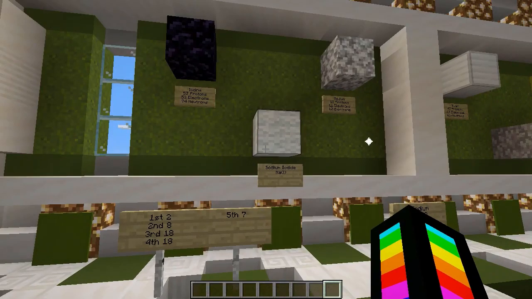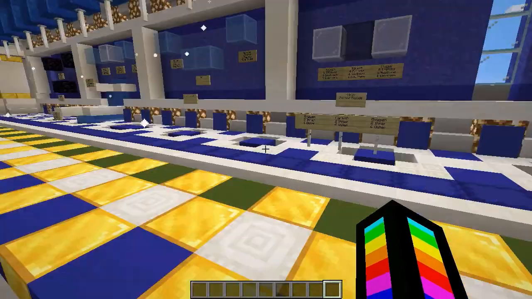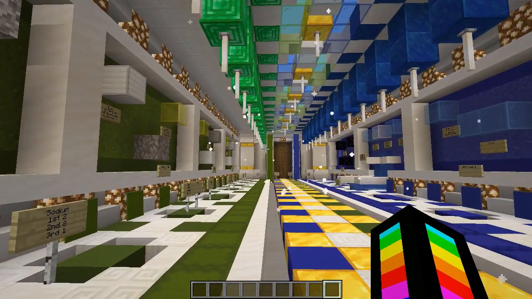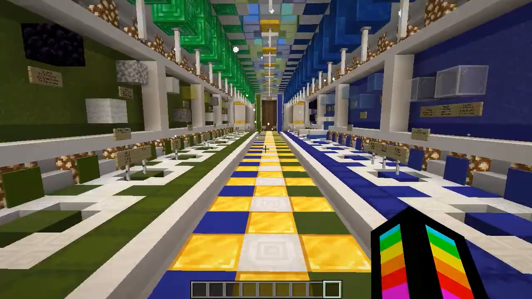I try to get this as realistic as possible too. Everything within here, I try to get as realistic as possible. So please give me credit on that.